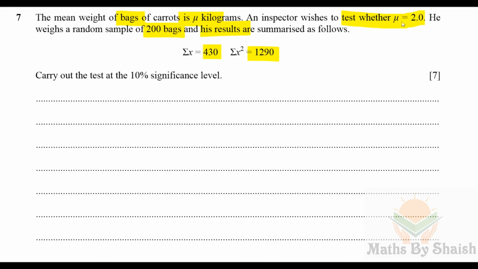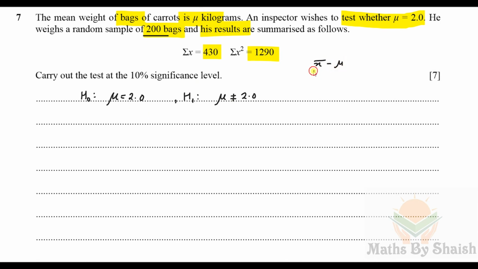Here mu is given; we need to check for 2.0. But for that purpose we require the sample mean, that is, the mean of the 200 bags. First of all, we write what we need to test. The null hypothesis H naught is mu equals 2.0, and the alternate hypothesis H1 checks whether it is 2.0 or not, so H1 is mu is not equal to 2.0.